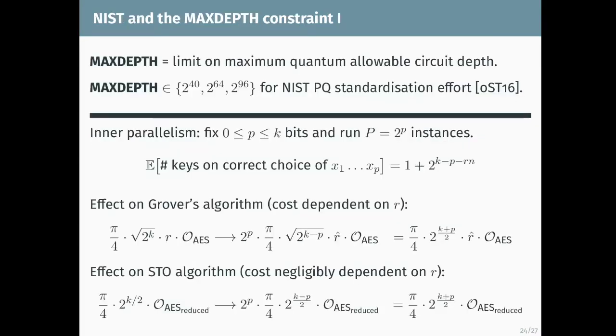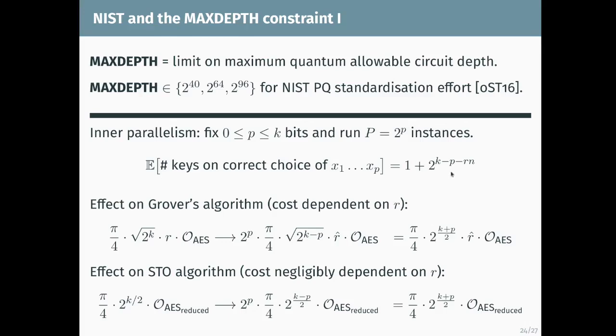A natural question to ask is what happens when we have a limit on the maximum allowable quantum circuit depth, i.e. a time limit on the amount of time we can run the quantum algorithm for. Well, in this case, one solution is inner parallelism, which is studied by the Microsoft paper on implementing AES. In this case, you take 2 to the p different quantum computers and you just simply fix the first p bits of the key. This leads to an expected number of solutions to chi of this figure here.